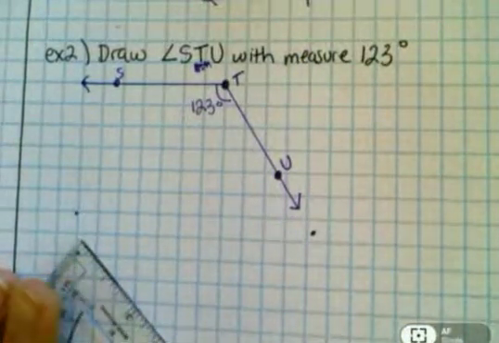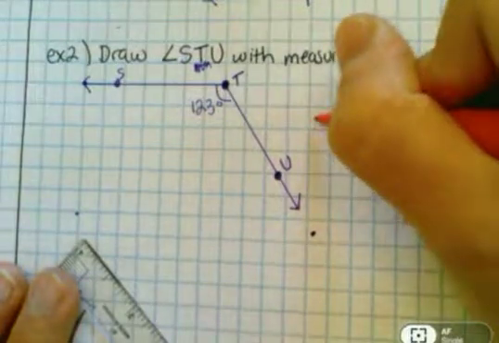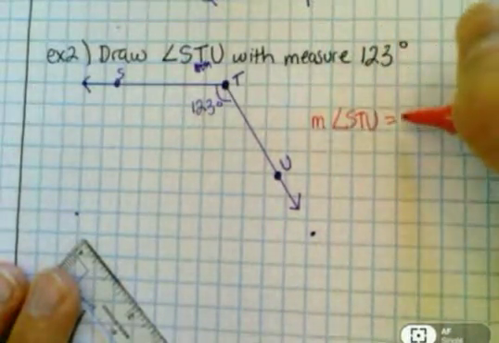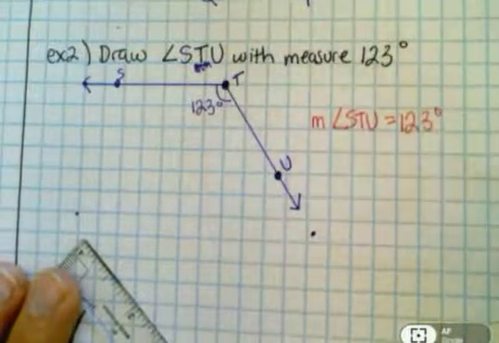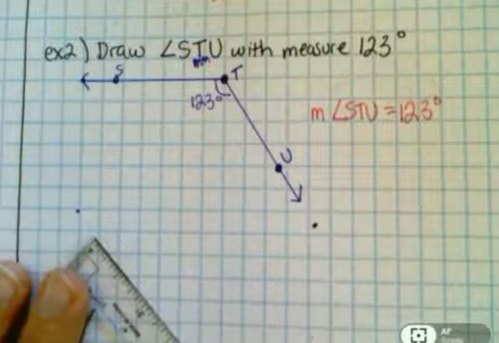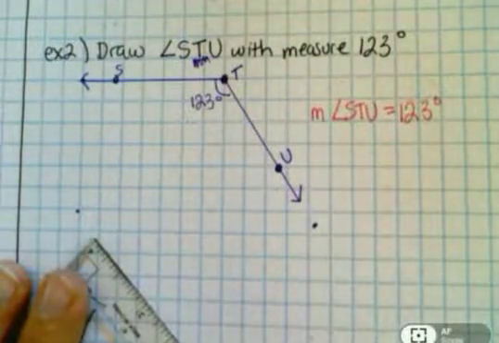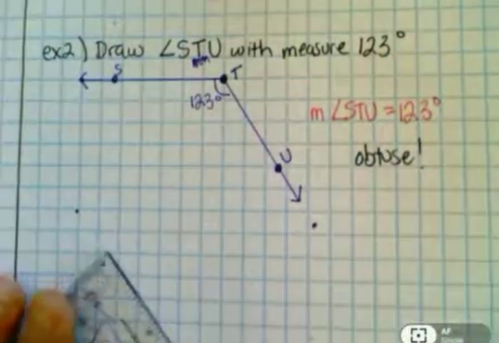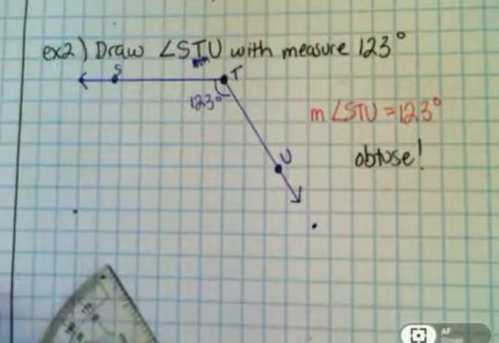Let's write our statement. The measure of angle STU equals 123 degrees. And then think about whether this angle is acute or obtuse or right or straight. And this is obtuse. Okay, just a couple more examples here.